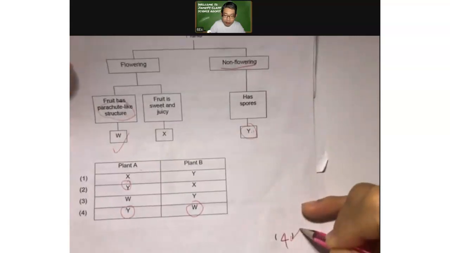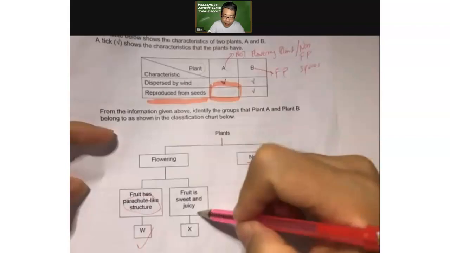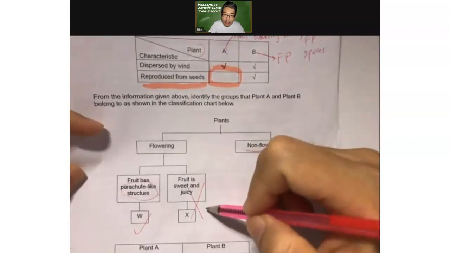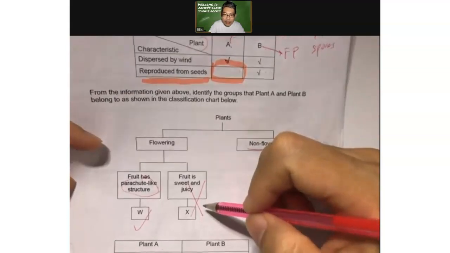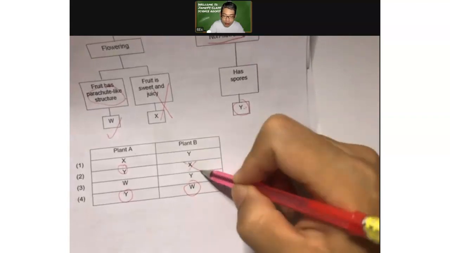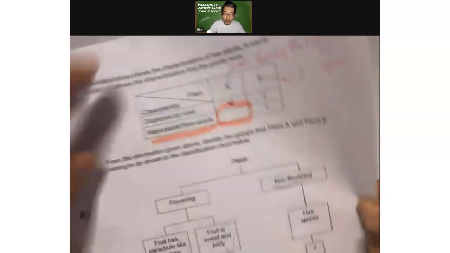Plant B is not dispersed by animals, so it cannot be sweet and juicy fruits. It's dispersed by wind. It doesn't need to be sweet and juicy. So if you've chosen 2 as an answer, then this is wrong. Okay, let's go to the next one now.